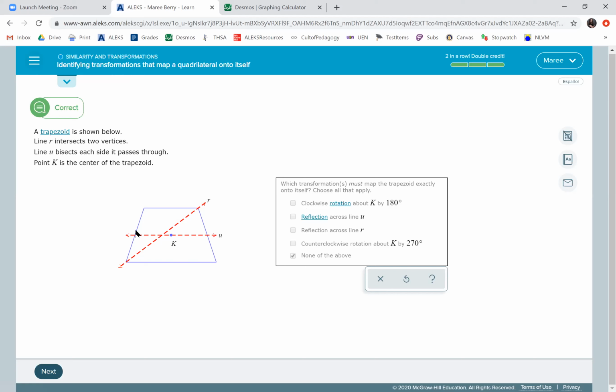The rotation for 270 is like clockwise 90. So if you're going counterclockwise 270, it's like going clockwise 90. And then reflection is just, you want to look at the distance from the line you're reflecting it in and see if it will be the same distance on the other side. If it's not, then it won't work. So those are reflections and rotations. 180 is just going to turn it upside down. So that's the end of the lesson.